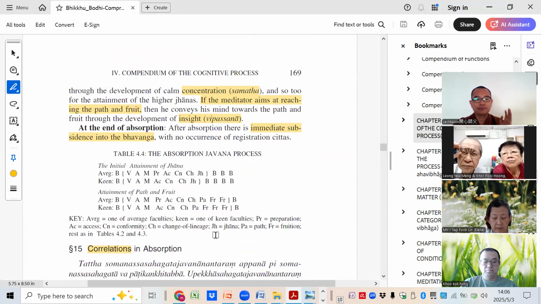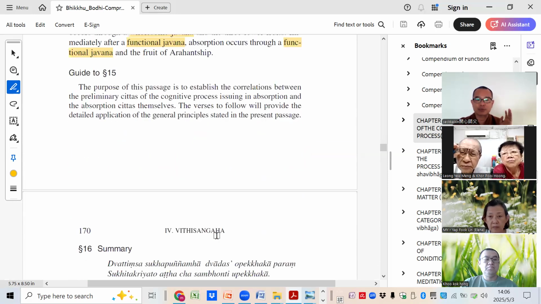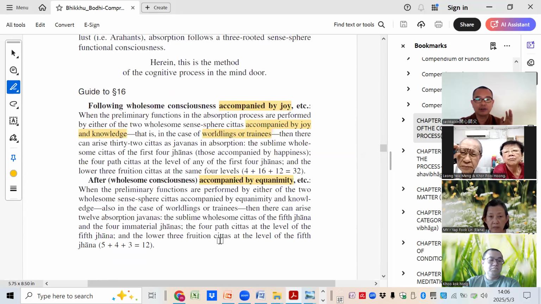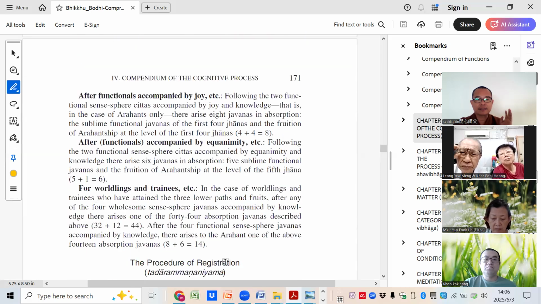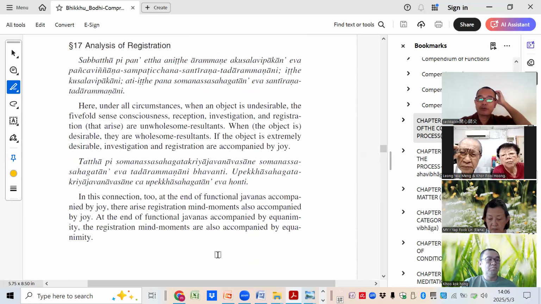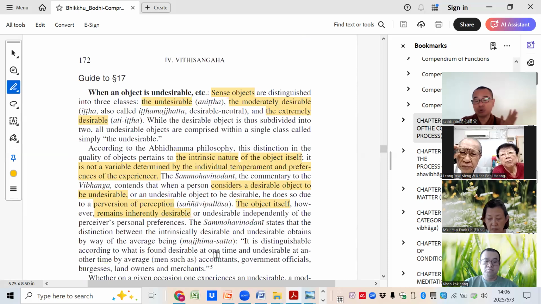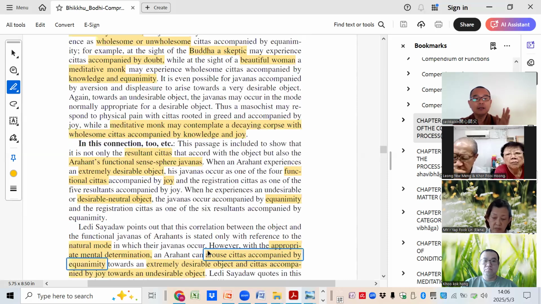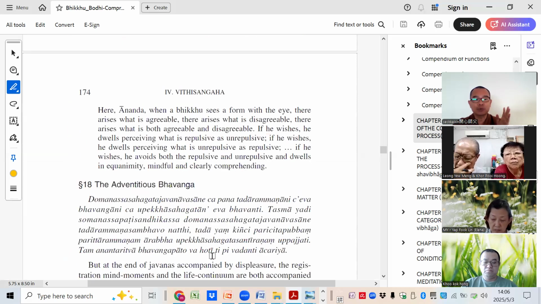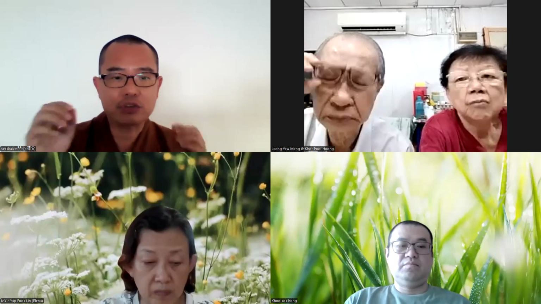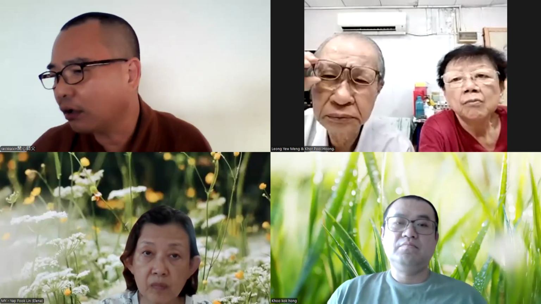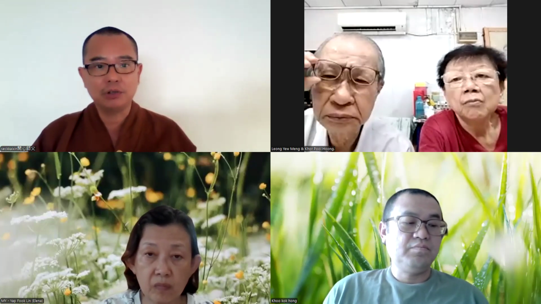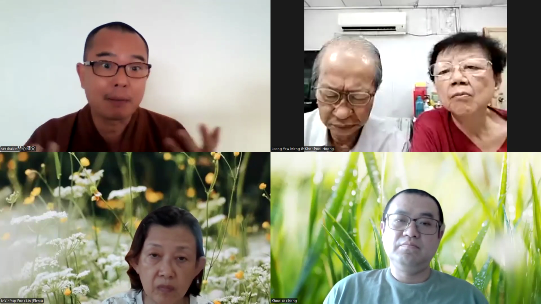Yes, the correlation with the absorption, all we have gone through already. Then a procedure of the registration, we have gone through also regarding the registrations. Then today we are going to start the Adventitious Bhavanga. Regarding the registration, there's one thing I wish to remind everybody. So class, I think maybe you remember that.